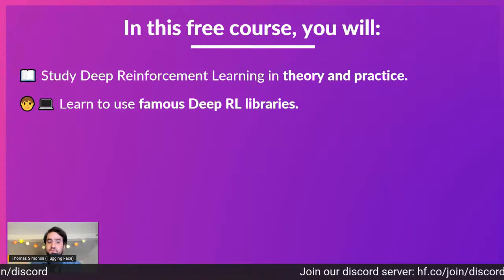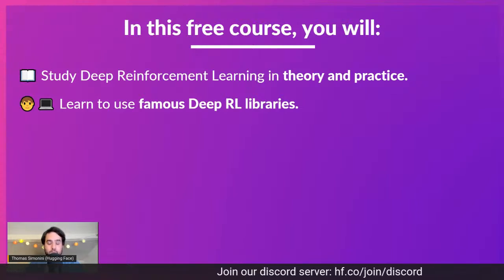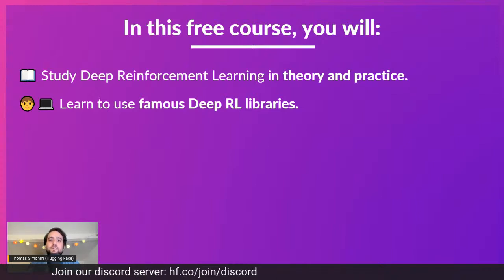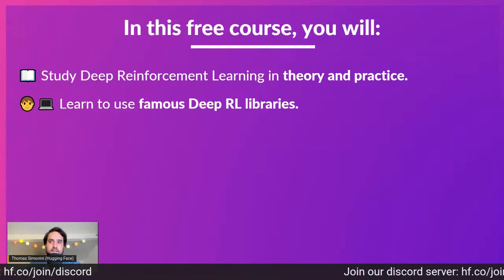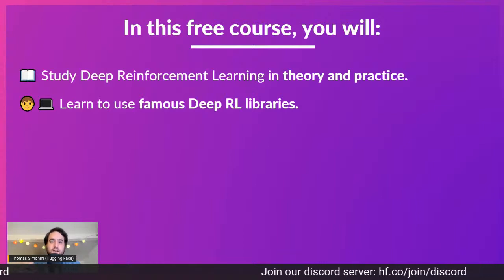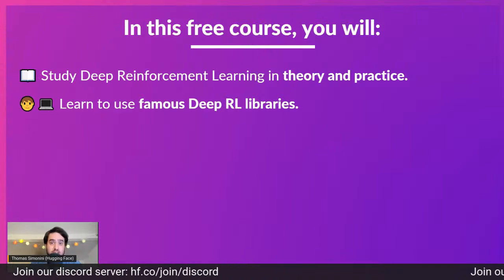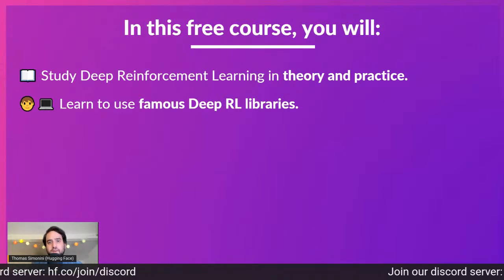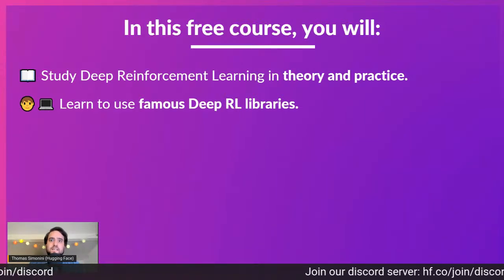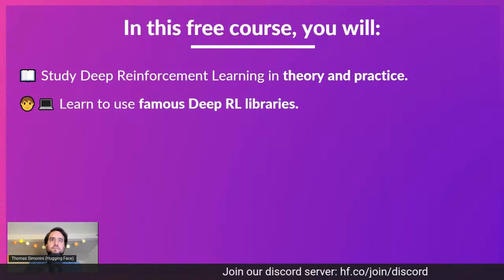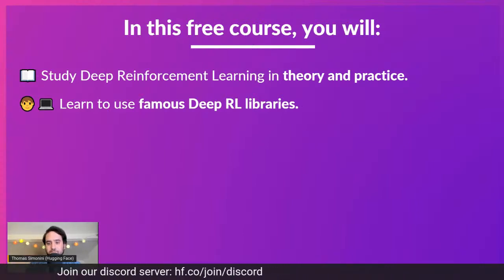You're going to learn to use famous deep reinforcement learning libraries, which is something very important when you do reinforcement learning. So you're going to learn about Stable Baselines3. You're going to learn about RL Baselines Zoo, Sample Factory, CleanRL. But you're also going to learn to make your own agent by hand, so coding with PyTorch, for instance. We're going to do that with Q-learning. We're going to do that with policy gradients and PPO, which are three different architectures.